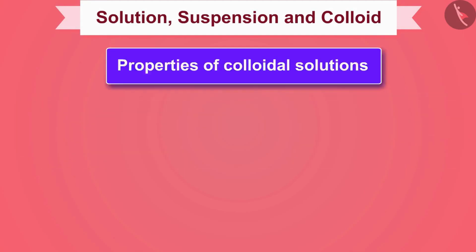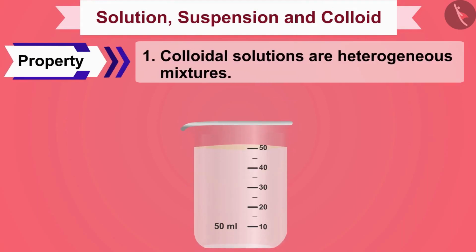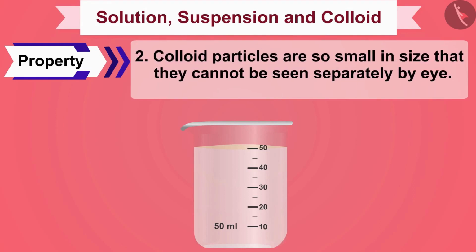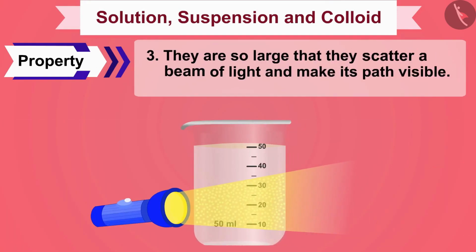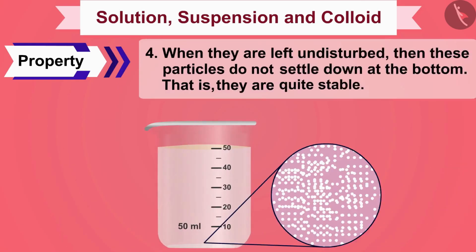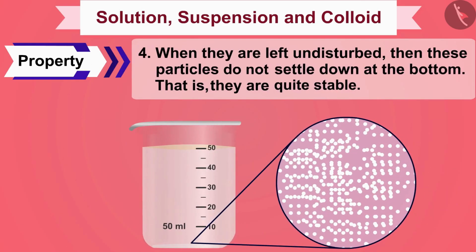Let us now look at the properties of colloidal solutions. By this activity, we can conclude that 1. Colloidal solutions are heterogeneous mixtures. 2. Colloid particles are so small in size that they cannot be seen separately by the naked eye. 3. They are so large that they scatter a beam of light and make its path visible. 4. When they are left undisturbed, then these particles do not settle down at the bottom. That is, they are quite stable.